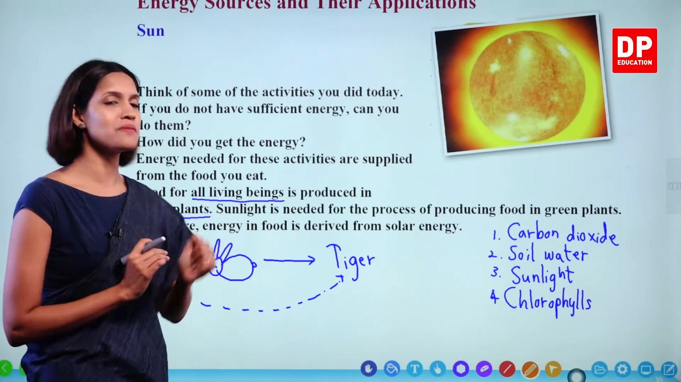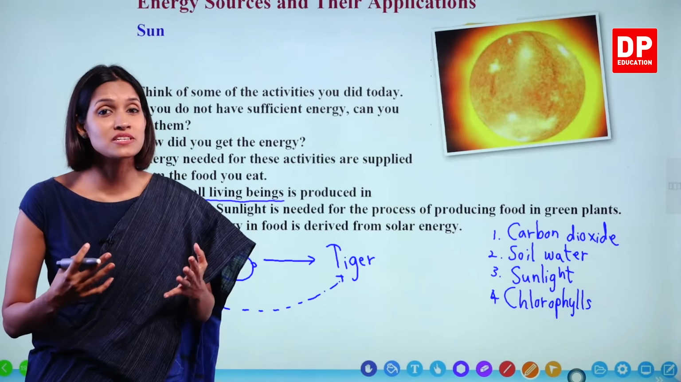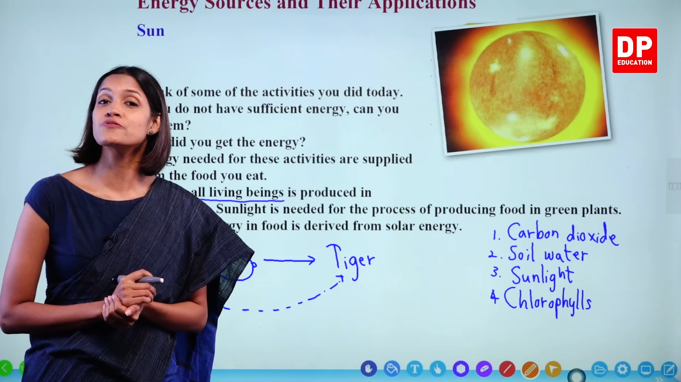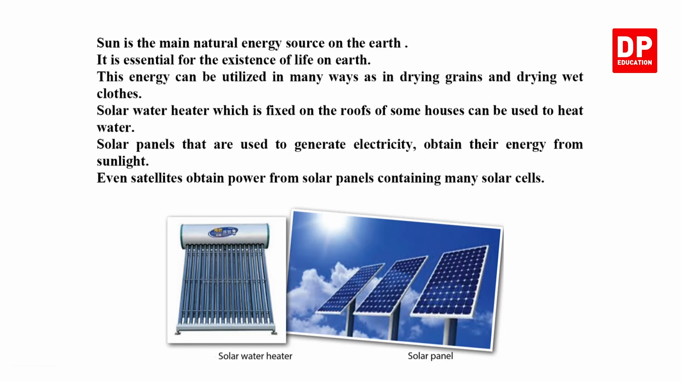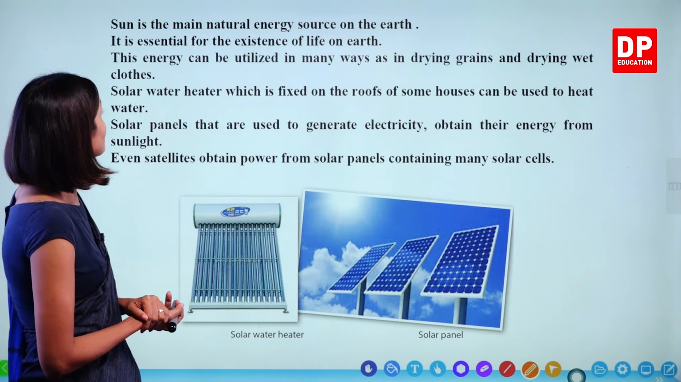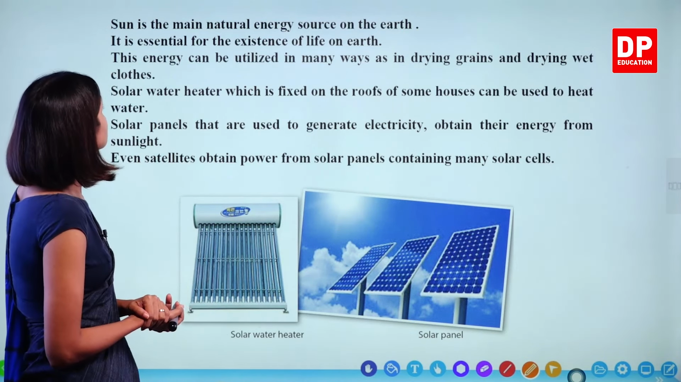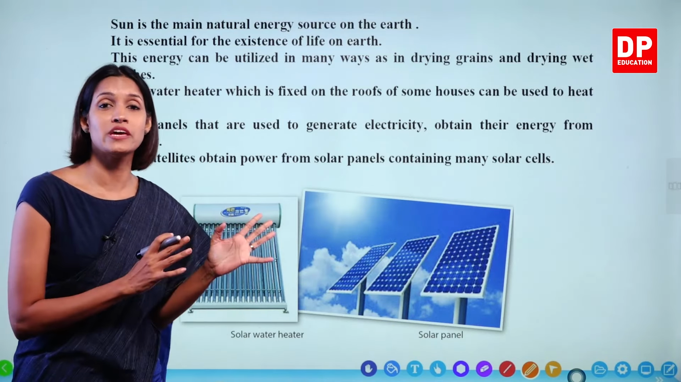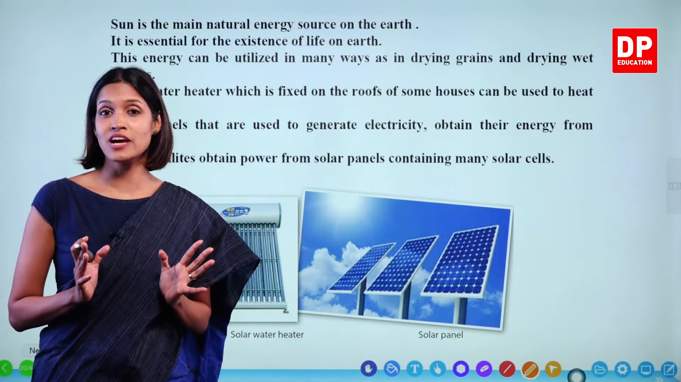Right. So apart from this one, what are the other uses of solar energy? Some of these examples we used before as well: to dry clothes, to dry substances, right? To cook food using solar thermal cookers, we use solar energy, right? Okay. So the sun is the main natural energy source on the earth, and it's essential for the existence of life on earth. I already explained to you, if the sunlight, the solar energy is not there, what will happen?